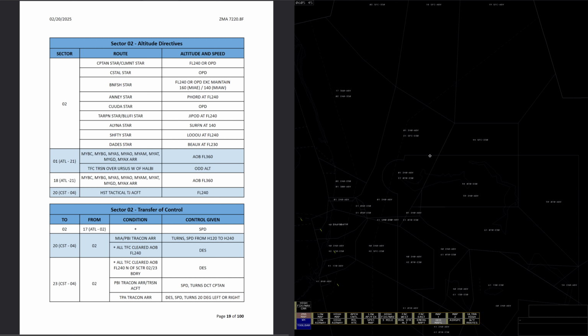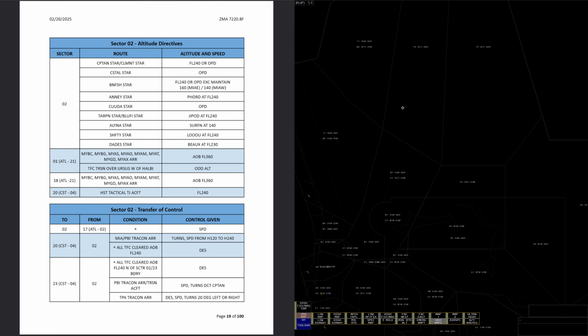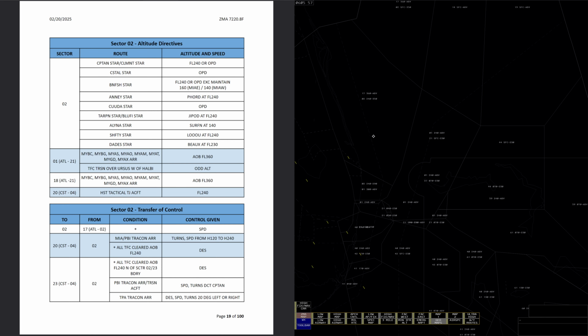As observed, Sector 1 receives traffic from Sector 2 going this way, and Sector 18 receives traffic from Sector 2 going this way. Additionally, Sector 2 descends Homestead Tactical Turbojet aircraft to flight level 240 before handing off to Sector 20 in the coastal area.